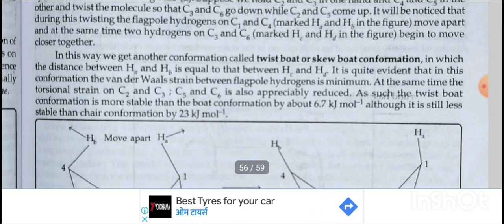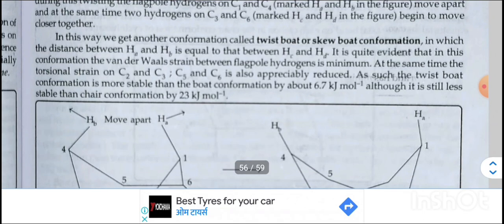It is quite evident that in this conformation, the van der Waals strain between flagpole hydrogens is minimum. At the same time, the torsional strain on carbon 2 and carbon 3, carbon 5 and 6 is also appreciably reduced. As such, the twist boat conformation is more stable than boat conformation.